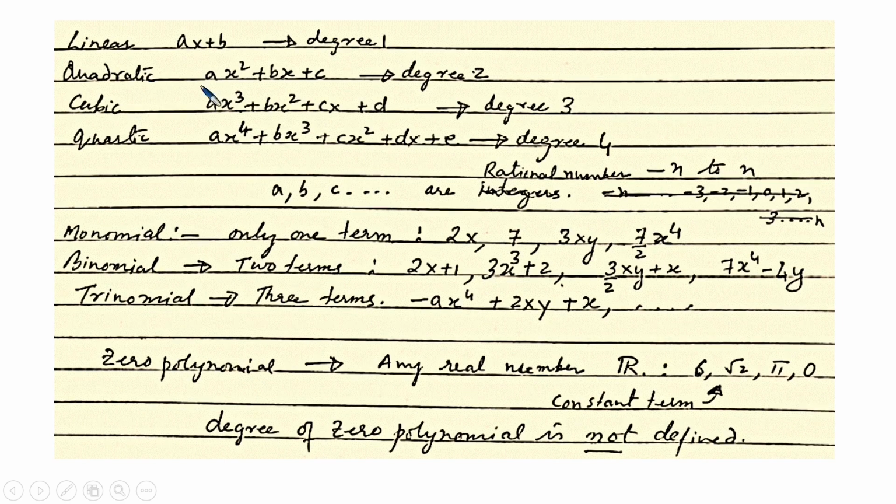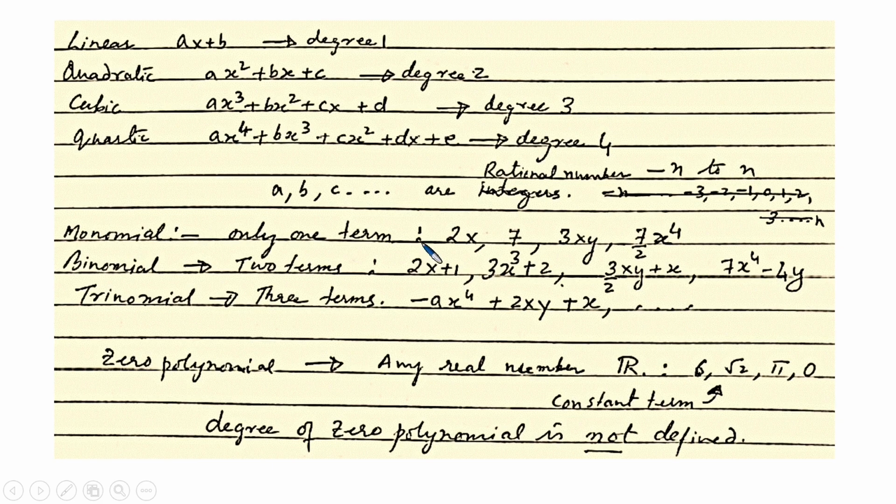And when you have a quadratic, for this variable x there is a square here, x to the power 2. So this is of degree 2. This is a cubic, x to the power 3, then x square followed. These are the coefficients and these are constants. So this is of degree 3. Then you have quartic, x to the power 4. So depending on the power, you have degree 1, degree 2, degree 3 and degree 4. And a, b, c are rational numbers, and it can be from minus n to n.